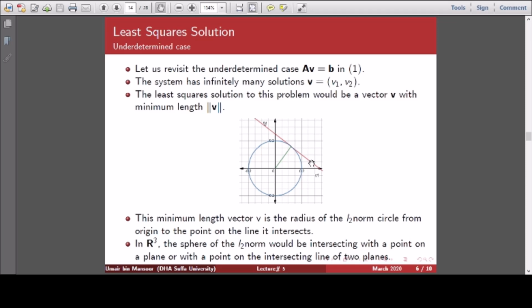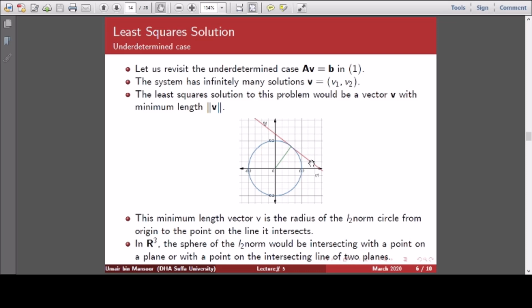So let's imagine it in R3. R3 means now we have another axis, a third dimension. So in a third dimension, this norm would be represented by a sphere, and this line would be represented by a plane. So you keep on increasing the size of the sphere until it touches a point on the plane. So that point would be the least square solution.